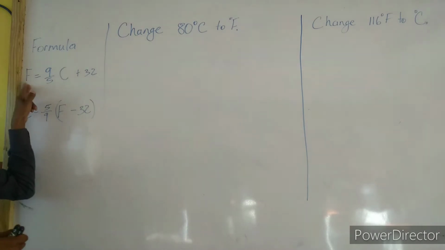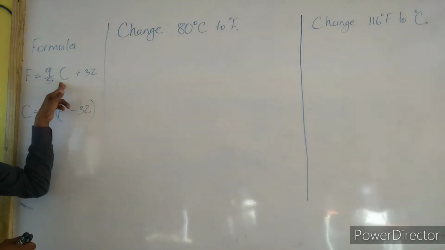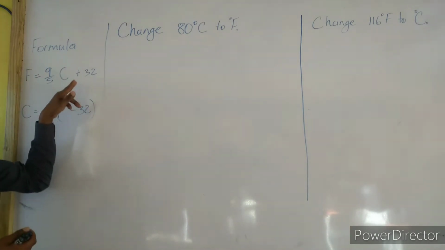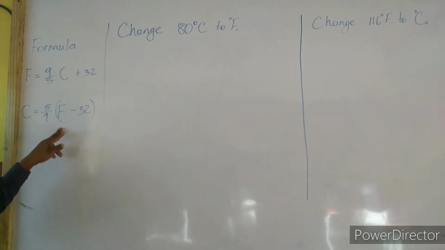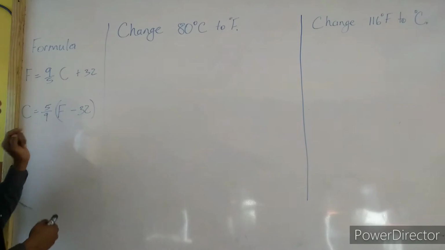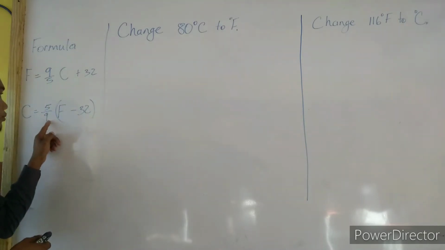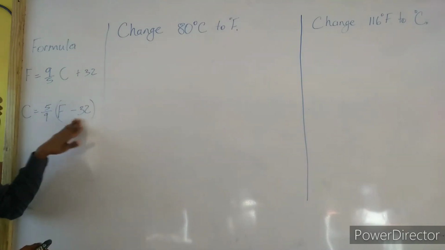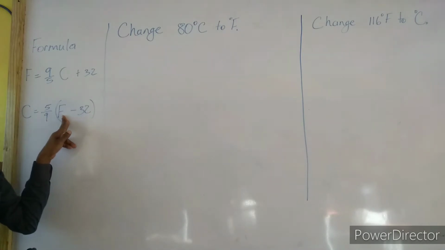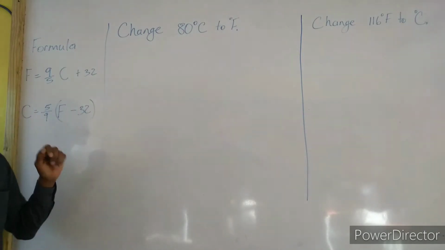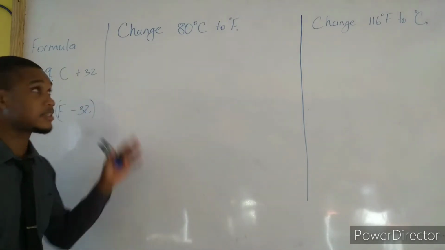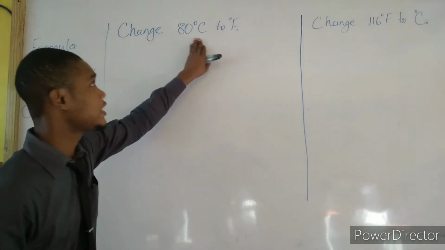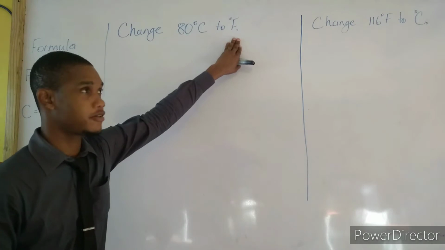Change it to degree Fahrenheit, it's 9/5 times the degree Celsius that you have plus 32, and you'll get your answer. To change from Fahrenheit to degree Celsius, it's 5/9 multiplied by the difference of whatever your Fahrenheit value was, subtract 32. But just looking at the formulas, you may not understand it, so let's put it into an example. So this says change 80 degrees Celsius to degree Fahrenheit.